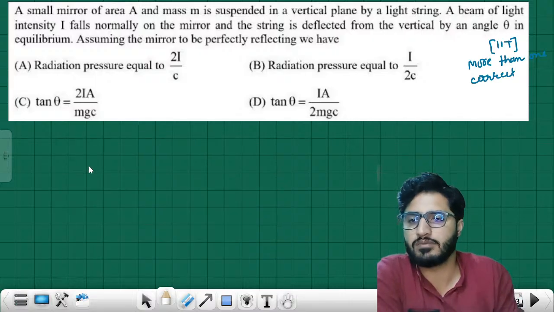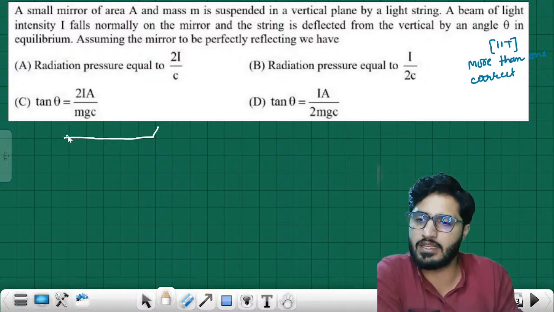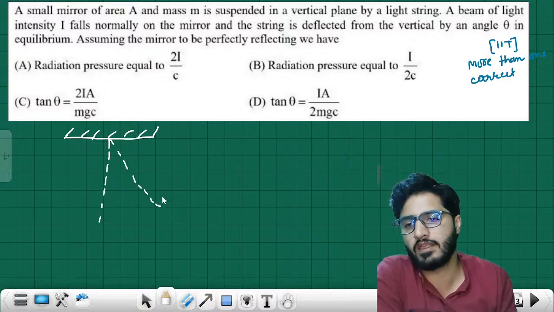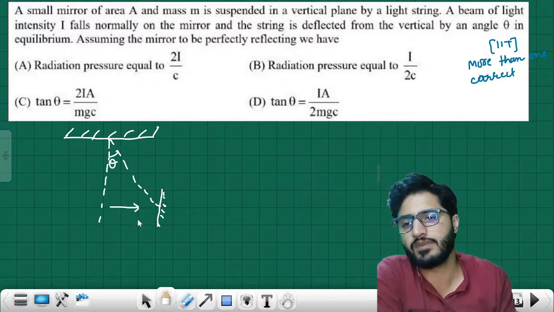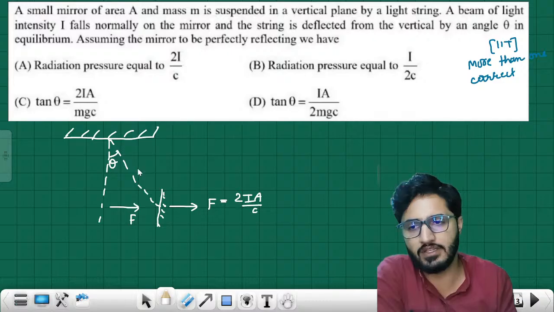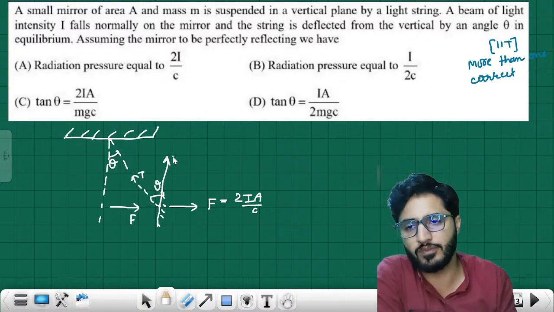So we have a small mirror hanging in this way. Initially it was here, but sometimes it goes here, right? This is my mirror. You are reflecting light here, at angle theta, so you are giving a force here. The force is 2IA divided by C. This is angle theta, and this is the tension T. So this would be T cos theta, and this would be T sin theta.